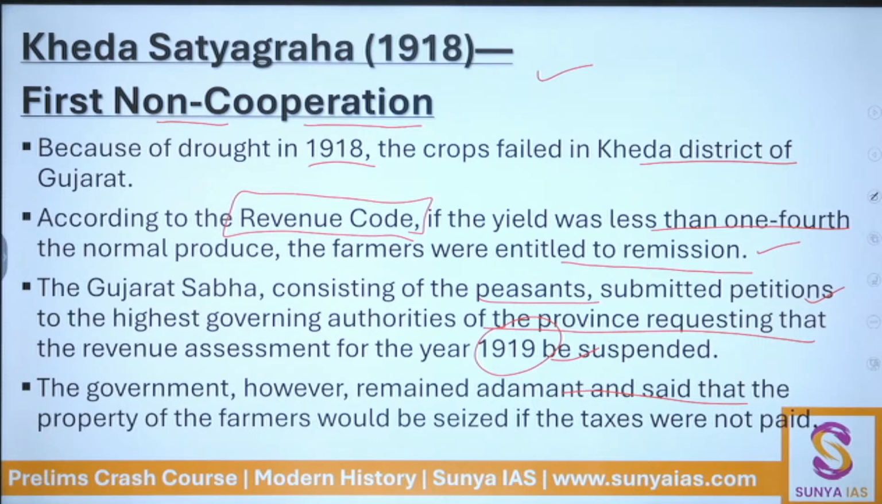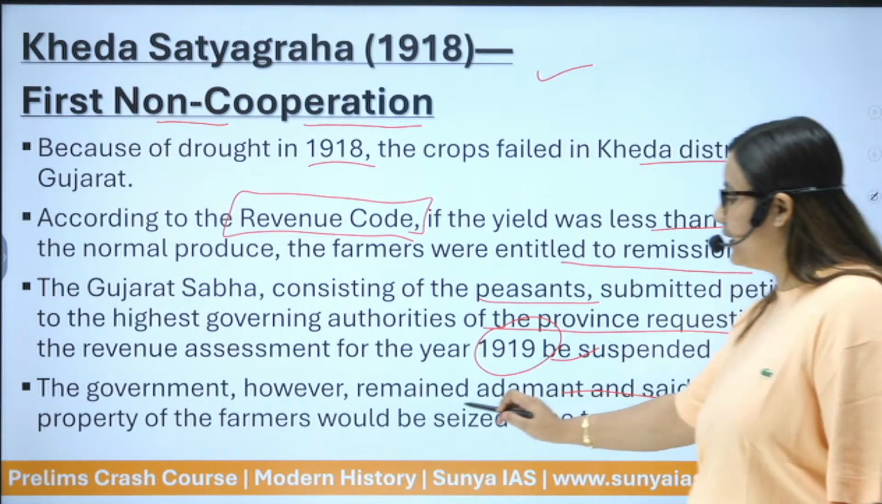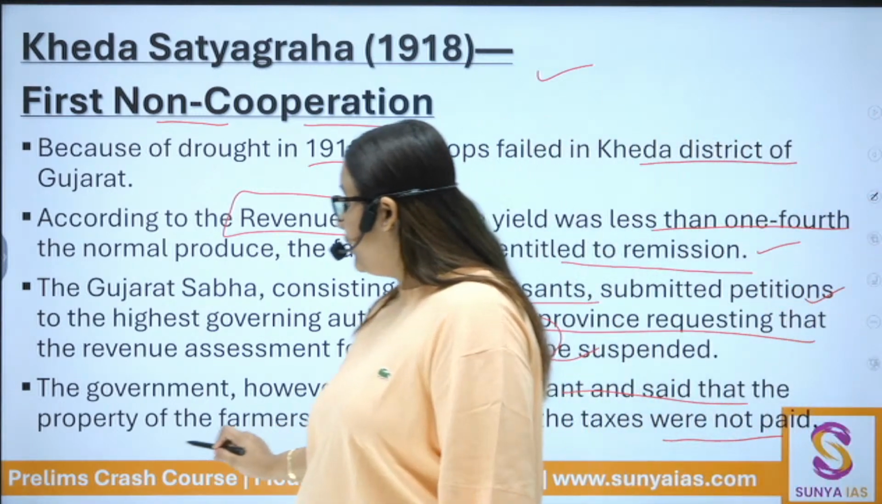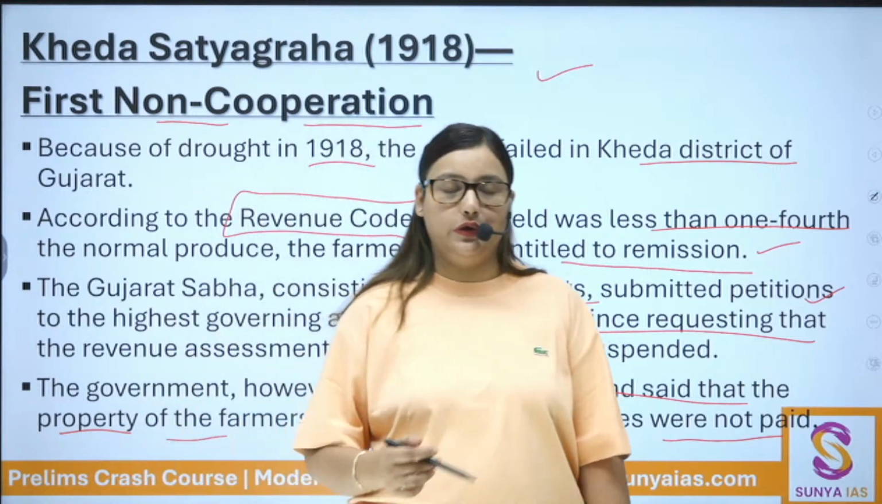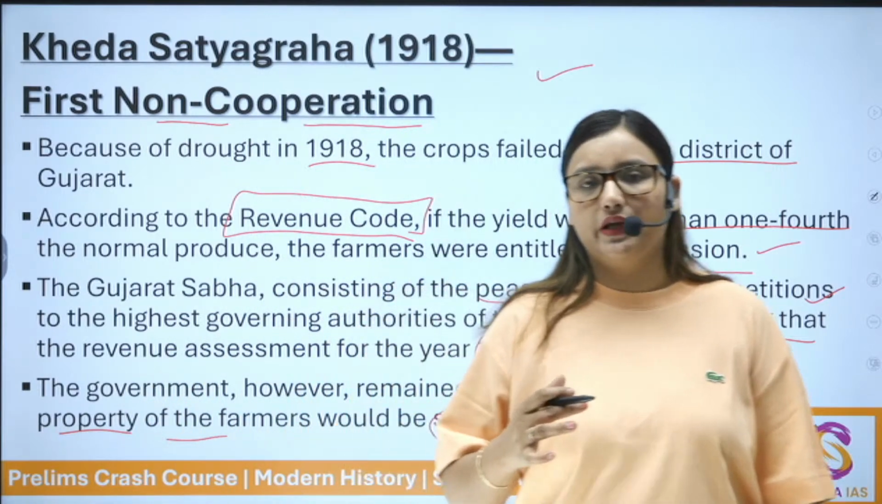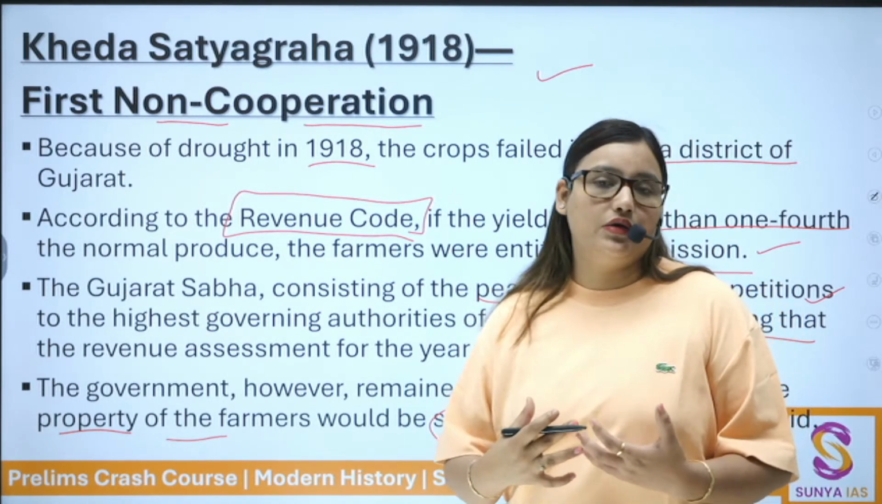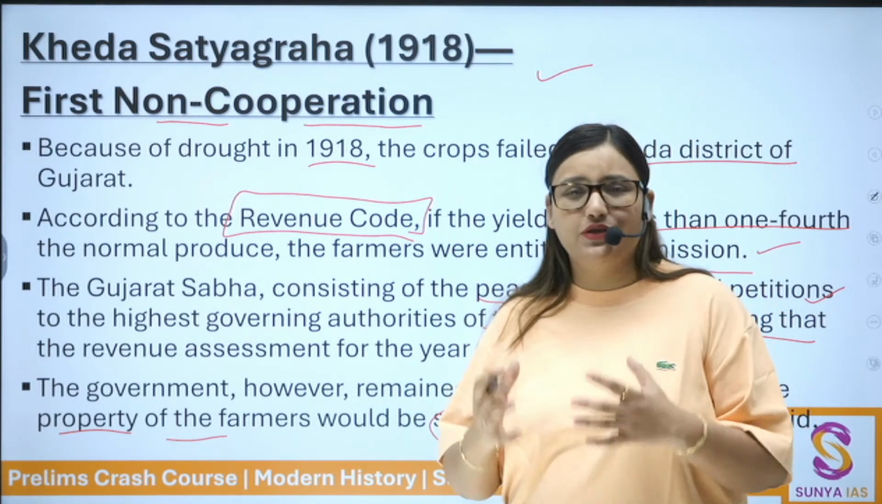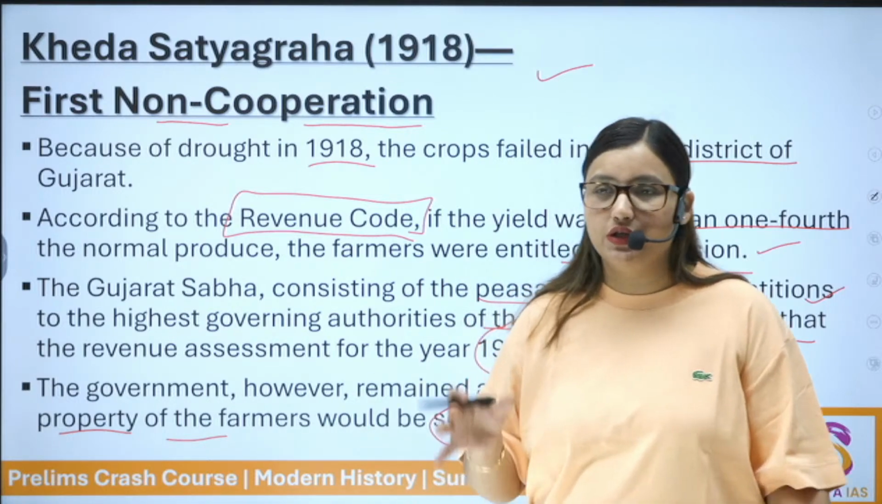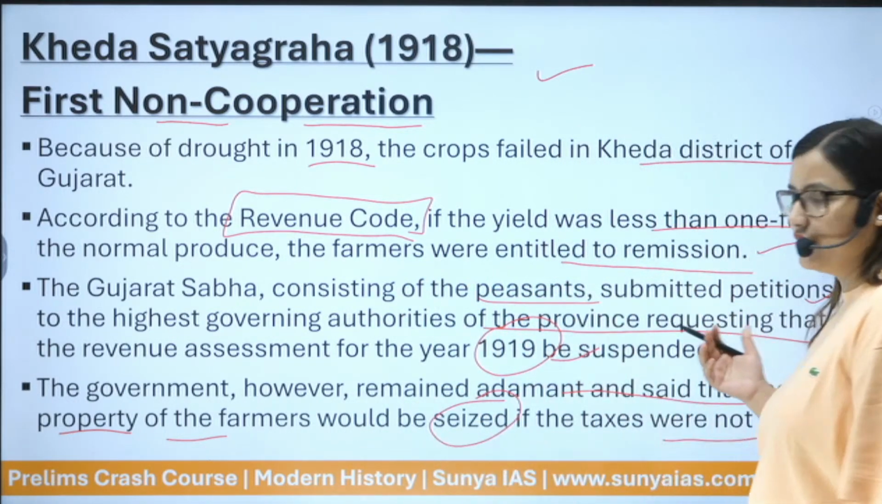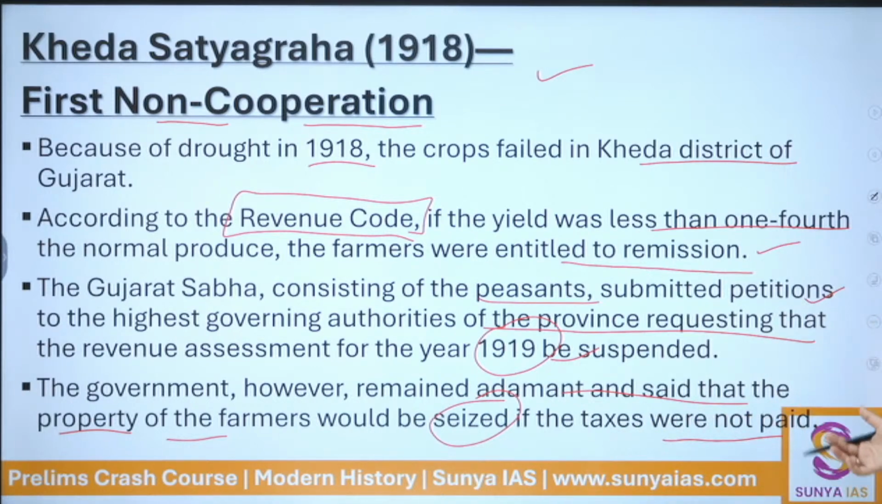If the farmers are not going to pay the taxes, then the property of farmers would be seized, and if the taxes were not paid, then they won't be able to get their lands back. Many of the properties got seized also. Britishers were always very strict about their policies, and whenever they got any opportunity to seize a land, to get a resource, to hold something, they used to rush towards it. So they rushed, and they started seizing the land.